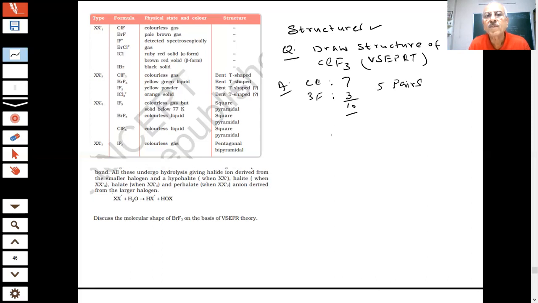When I talk of structure, students, what I'm trying to tell you is that there are 5 pairs. So how are they arranged, when lone pair repulsion is to be minimized? What should be the shape, students? It should be trigonal bipyramidal. But how many bond pairs are there? 3 bonds. So where should I put the 3 bonds and lone pairs? There are 3 bond pairs, students, and 2 lone pairs.